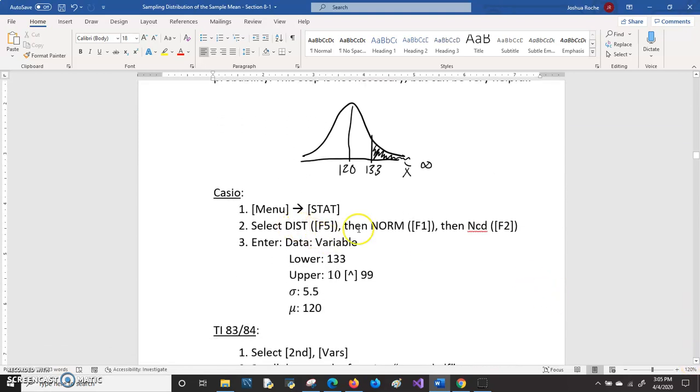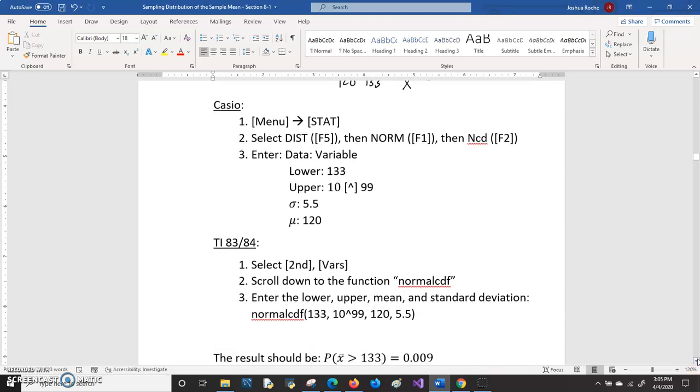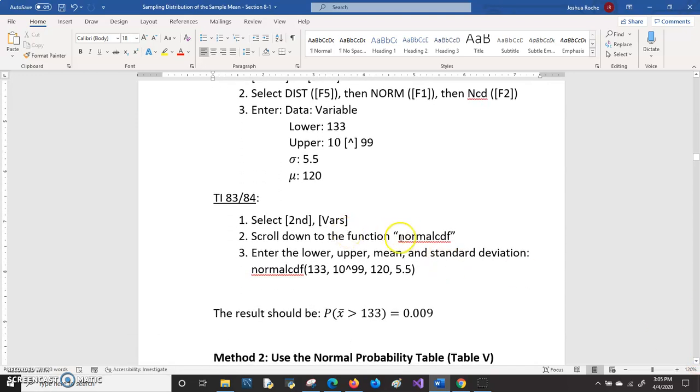So on the Casio, take those steps, get to NCD. Your lower is 133, upper is infinity. Put in the standard deviation, the mean. That will give you the result. Similar on the TI-83 and 84, use normal CDF. Put in all of these numbers, and the result should come out to about 0.009.